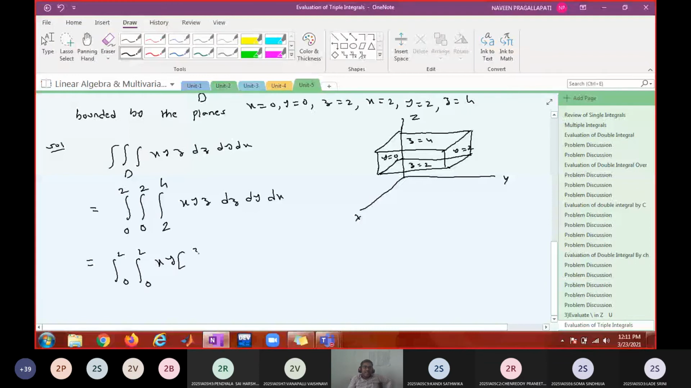Integration of z is z square by 2, from 0 to 4, dy dx. What is the upper limit? What is the lower limit? Upper limit is 16 by 2, that is 8, minus 0, dy dx. Agreed? Any mistake? This has to be from 2 to 4, right? Then the lower limit will be 2 squared, 4 by 2, which is 2. So 8 minus 2 is 6. Is that fine now?